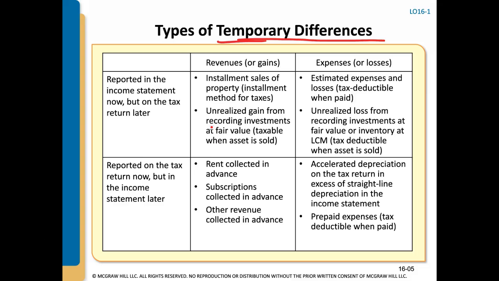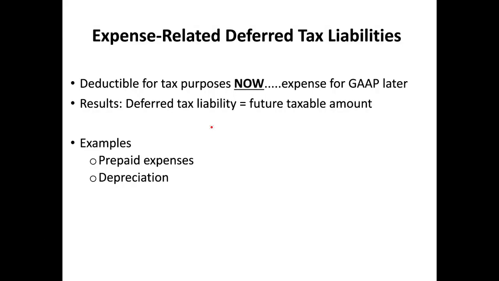And there's 4 different types, and I'm not going to go through everything in this slide because now I have a video dedicated to each one of these boxes. The first one is an expense related deferred tax liability.